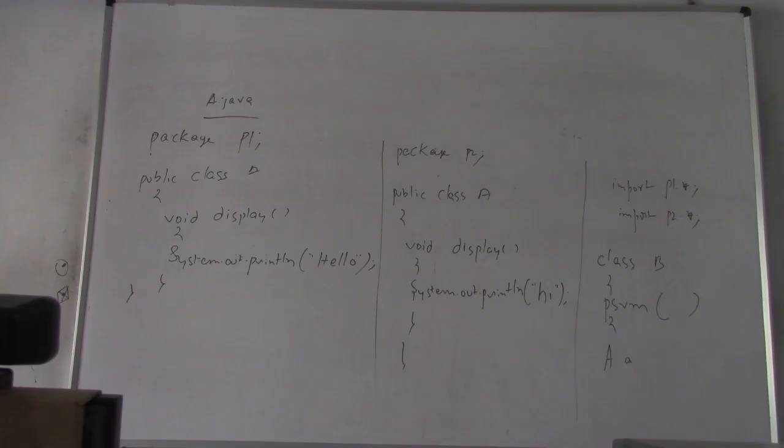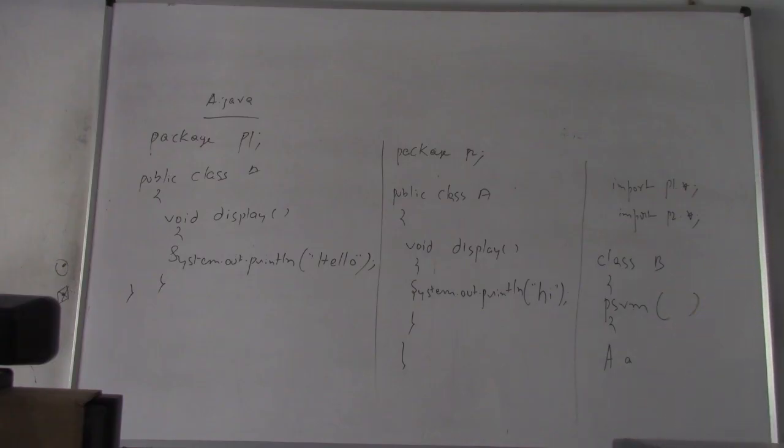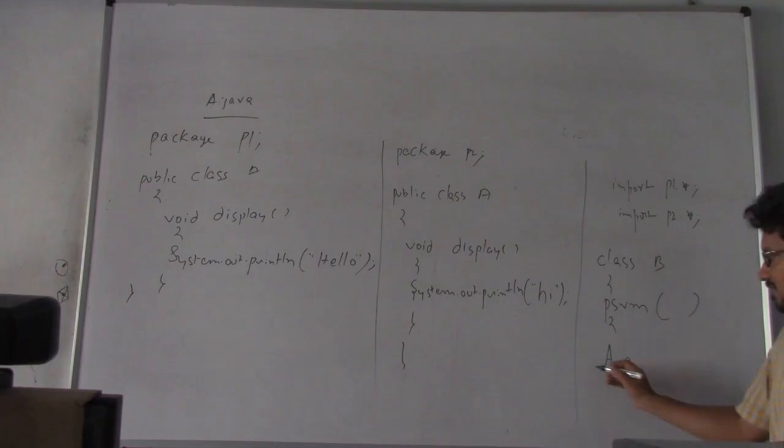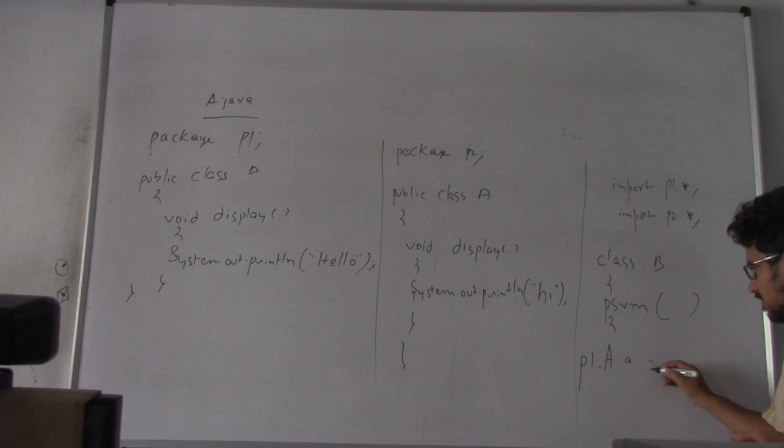That is the concept of a fully qualified name. For example, in our class there is one person named Prakash, and then I can call Vikas. If I call them by their initial names, they may be ambiguous. The fully qualified name is P1.A equal to new.